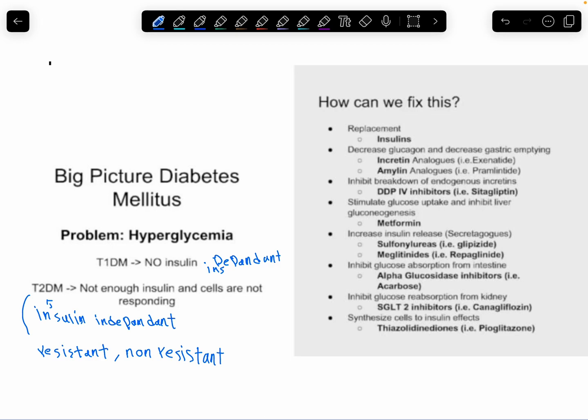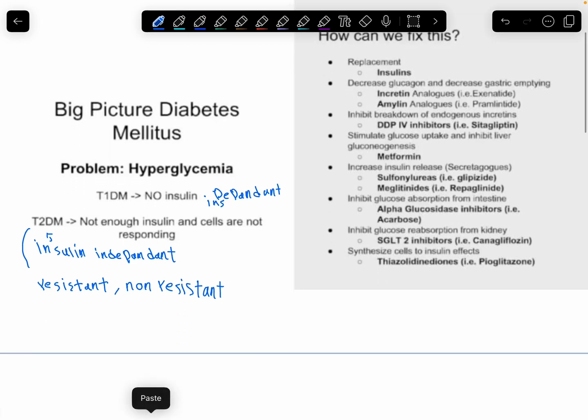So one thing that you should keep in mind, if you get a question on your exam, type 1 diabetes mellitus, only insulin. There is no if and but. Only treatment for type 1 diabetes, the answer should be insulin. We don't have any other option. In case of type 2, yes, we have options. But as I told, ultimately, if the hyperglycemia is not well controlled, we go to insulin.